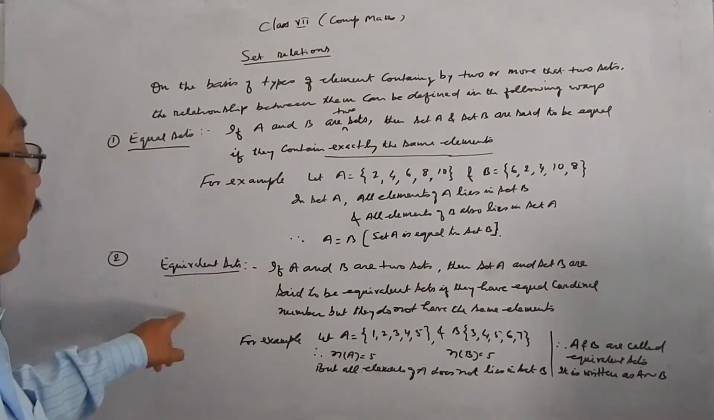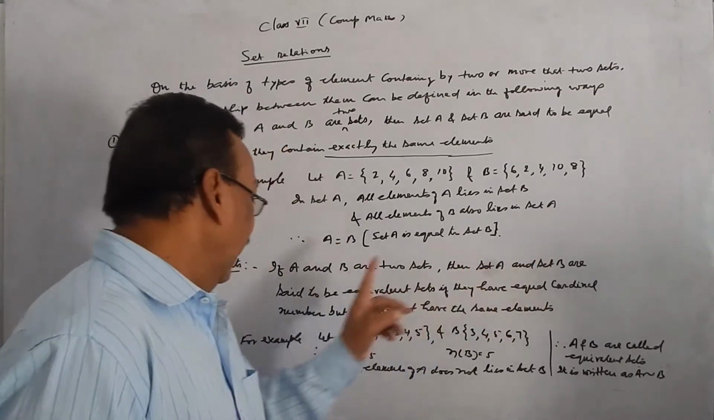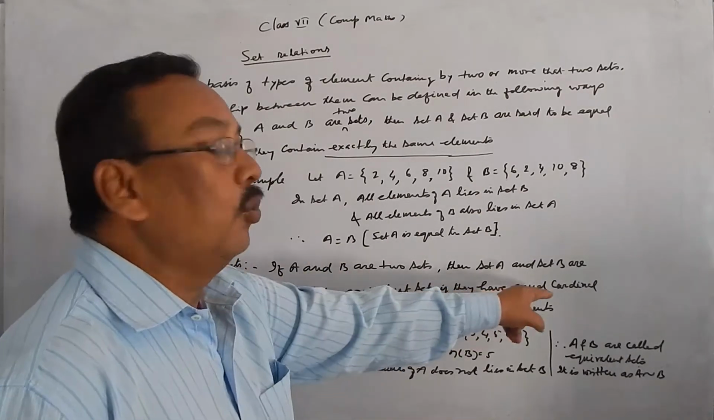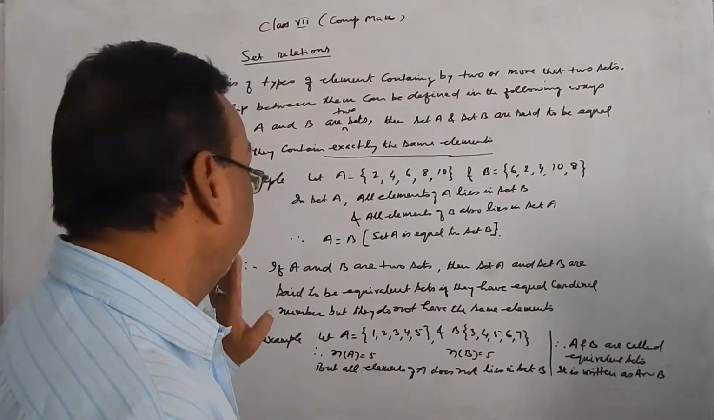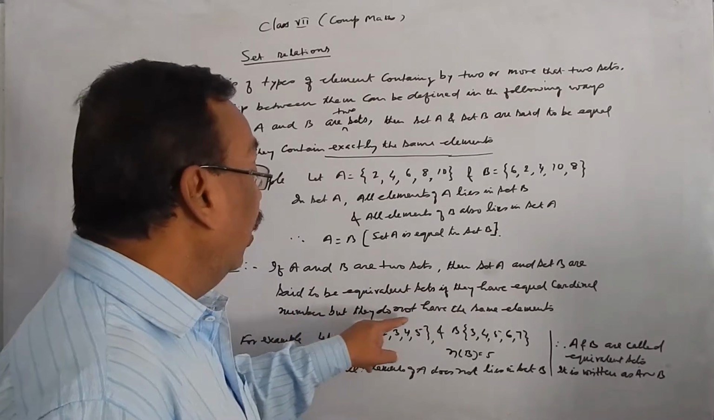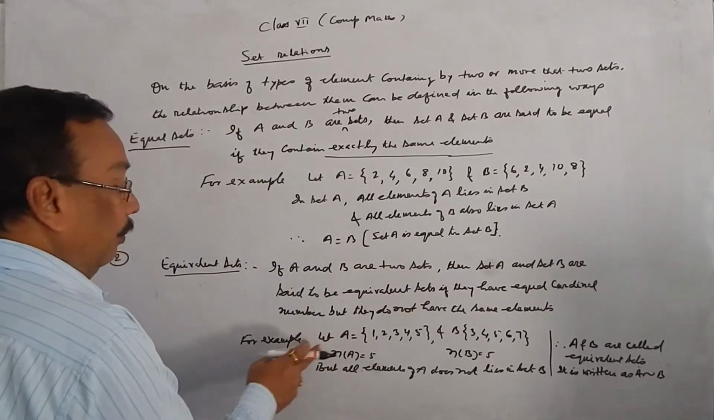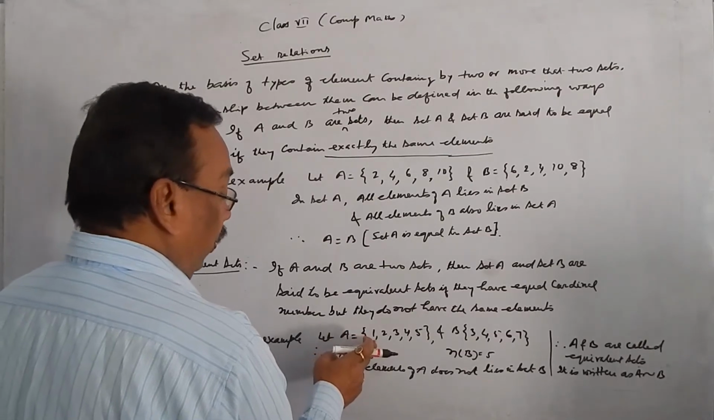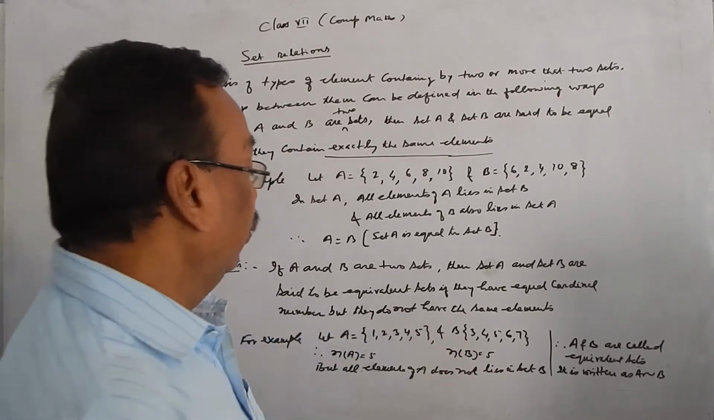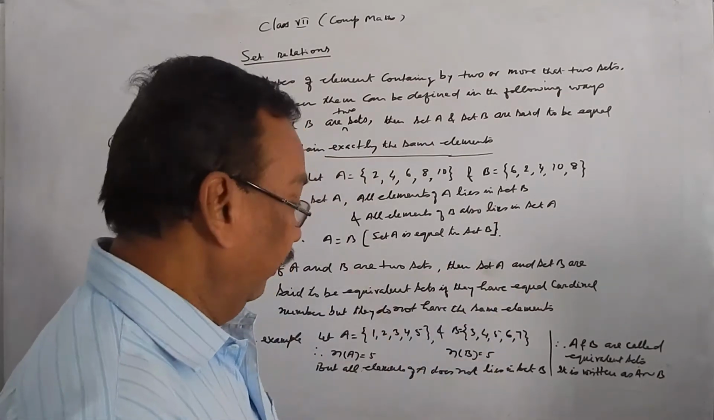Equivalent set. If A and B are two sets, then sets A and B are said to be equivalent if they have the same cardinal number. They have equal cardinal numbers, but they do not have the same elements. For example, A equals the set 1, 2, 3, 4, 5, a 5-element set, and B equals 3, 4, 5, 6, 7.